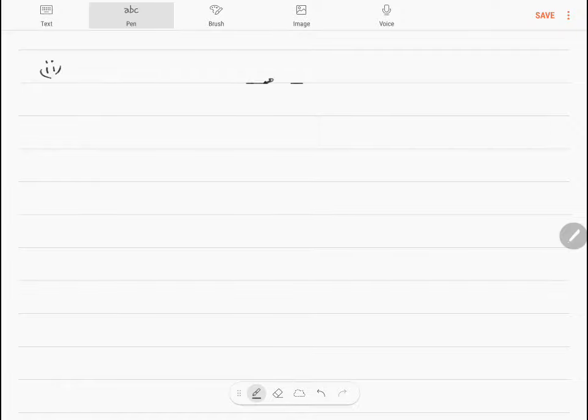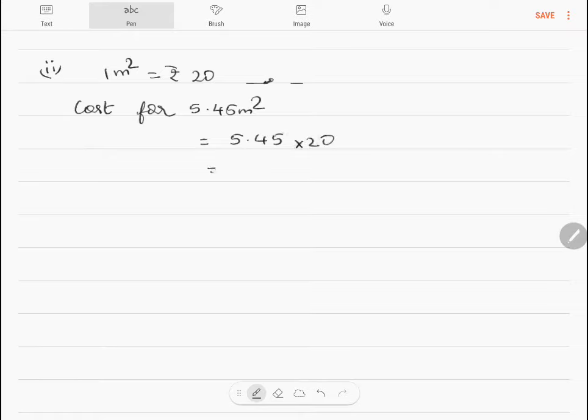Problem subdivision number 2, cost of the sheet for it. The cost for 1 meter square is 20 rupees. So the cost for 5.45 meter square will be 5.45 into 20, which is equal to 109 rupees.